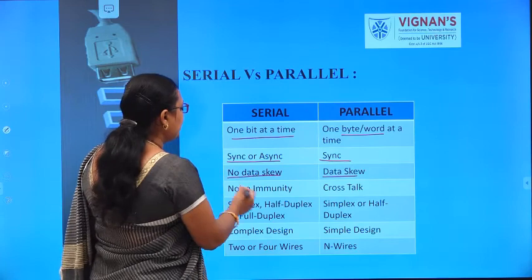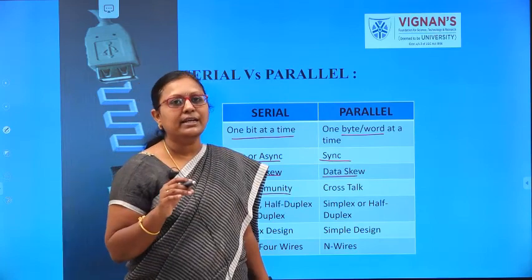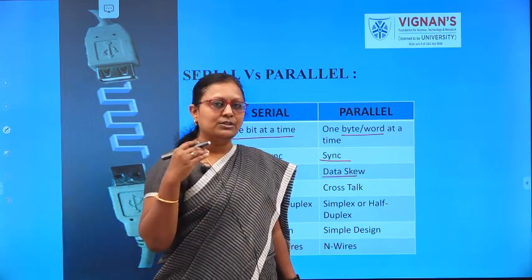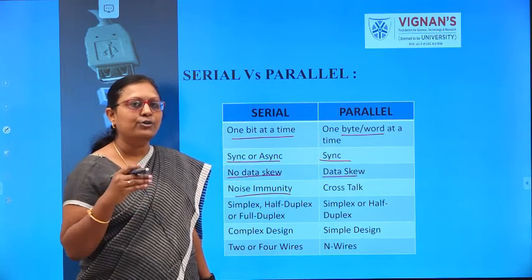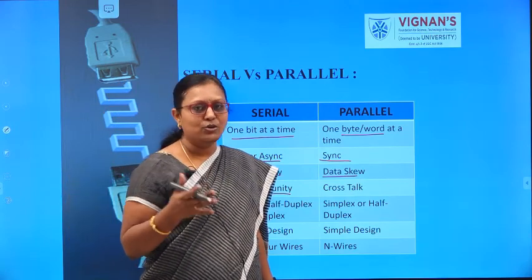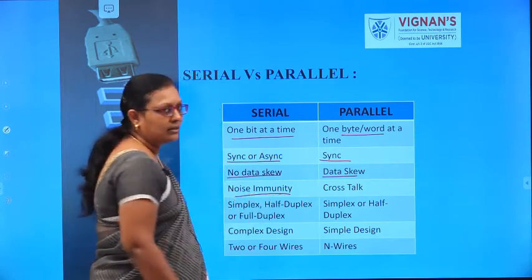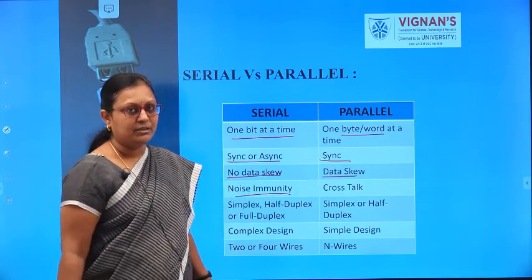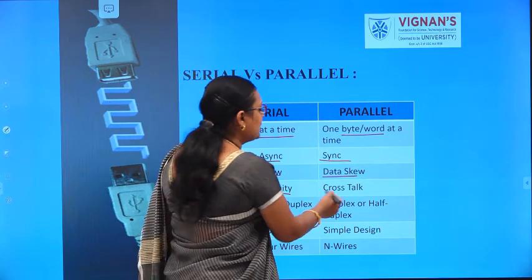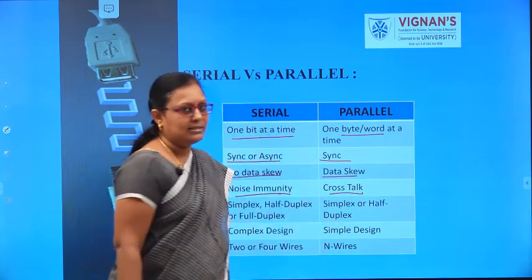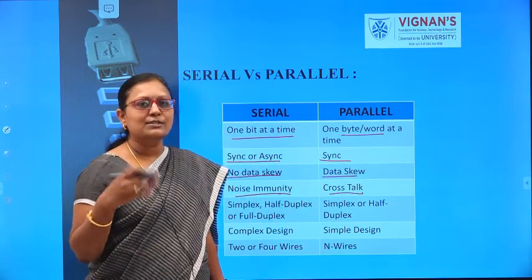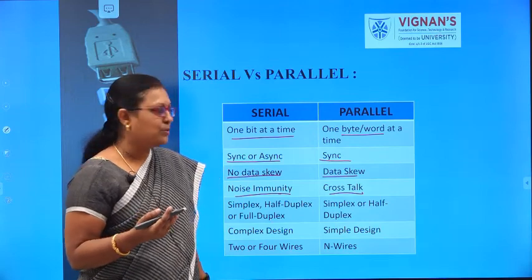The next point is noise immunity, the value which tells you how well your device can withstand noise. That is better in serial communication. Clear? In parallel, crosstalk occurs, so the noise is higher in the parallel communication process.